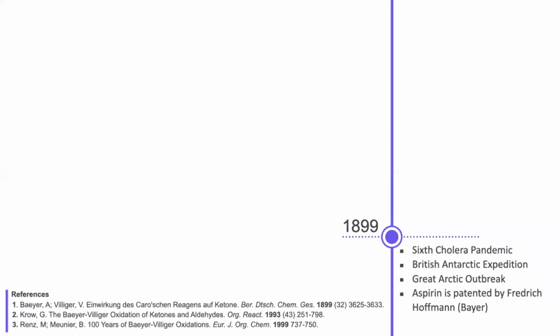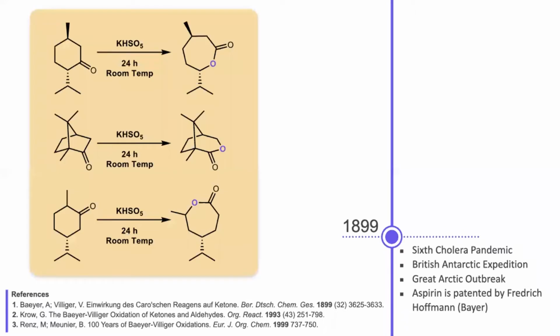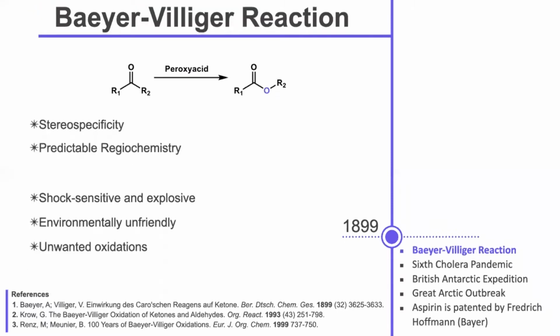A few years after this picture, in 1899, Baeyer and Villiger were working on the cleavage of a cyclic ketone, and they discovered that if they incubate a cyclic ketone with a strong oxidant, monopersulfate, they could produce the corresponding lactone after 24 hours. This was the starting point of the very well-known and famous reaction, the Baeyer-Villiger oxidation, which is named after the two scientists.